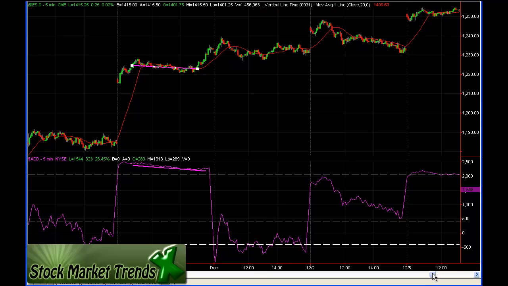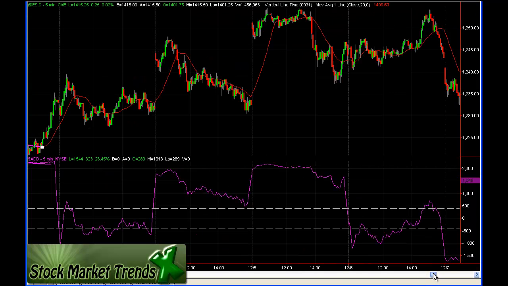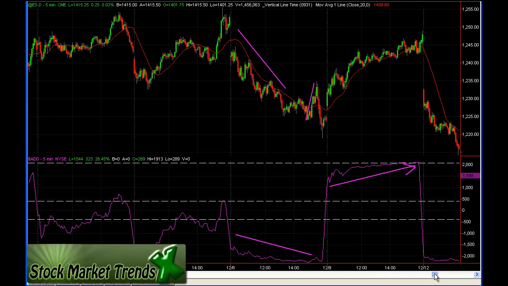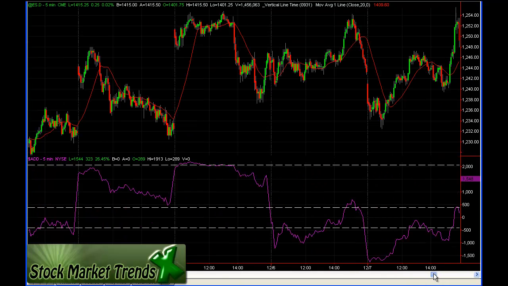So for every time that you missed this trade that I just showed, where was that? I may miss it, so I apologize, but I was just showing it.